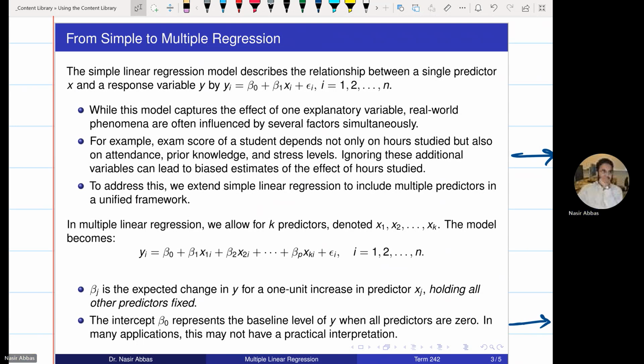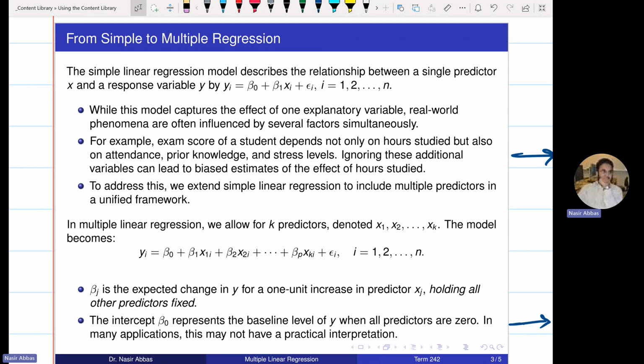Let's read through. It says that the simple linear regression model describes the relationship between a single predictor X and the response variable Y by this equation, which is yi equals beta naught plus beta 1 xi plus epsilon. Right? While this model captures the effect of one explanatory variable, a predictor, we call it predictor or feature, but real world phenomena are often influenced by several factors. Usually in real life, Y is affected by many predictors, many features.